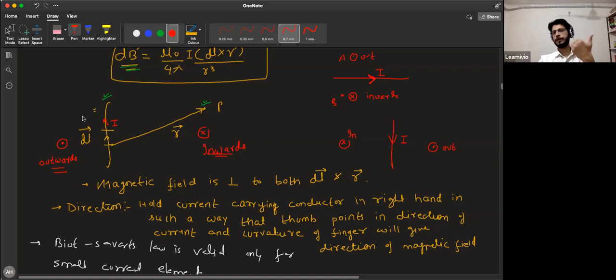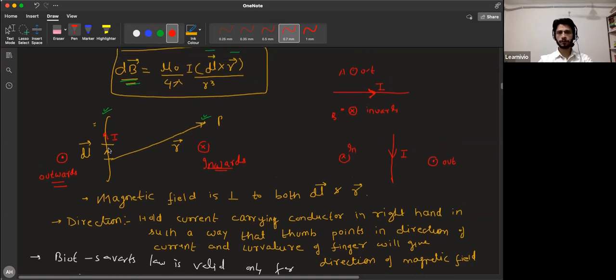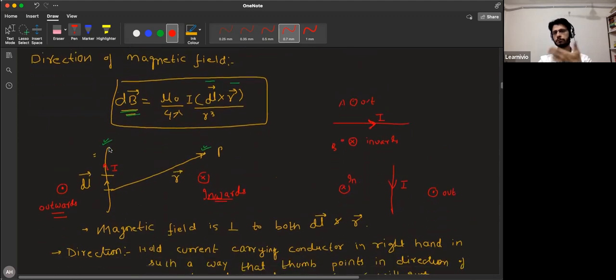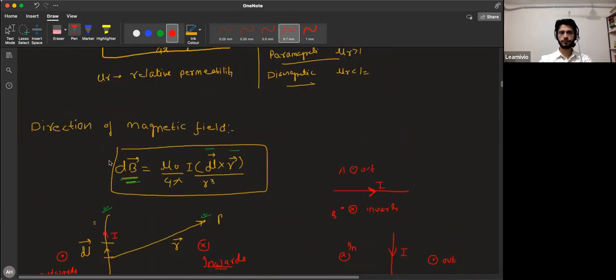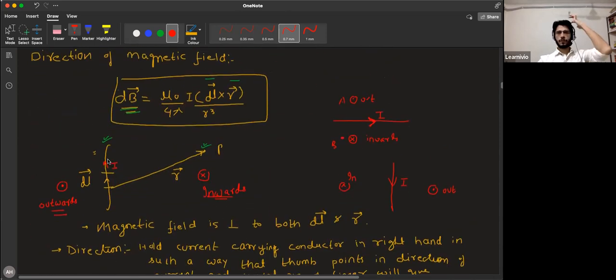So this is how we decide the direction of the magnetic field using Biot-Savart's law. Just note it down, then we'll start the numericals. Sir, can you show what was there before this? Nothing. We started from here only. Okay, sir. See, direction is a major part of chapter number 4 and chapter number 5.